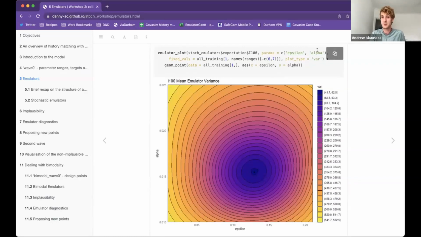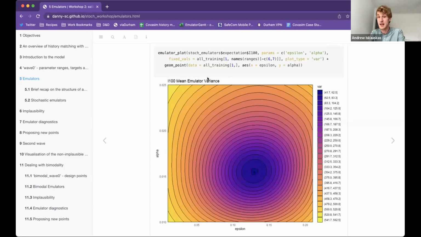and all the other ones are in principle assumed to take their mid-range values, but actually we can also specify them with this fixed_vals argument, which again we discussed yesterday. Here what we're doing is plotting a slice in epsilon and alpha where all of the other parameters are fixed at the values set in the first training point. So if you look at this here, we've got all_training, and we want the first row, corresponding to our first training point. We want to take the names of our parameters, except for the 6th and the 7th, which of course are epsilon and alpha. So this is setting all of the other parameters at the values of the first parameter set we've put into the model.